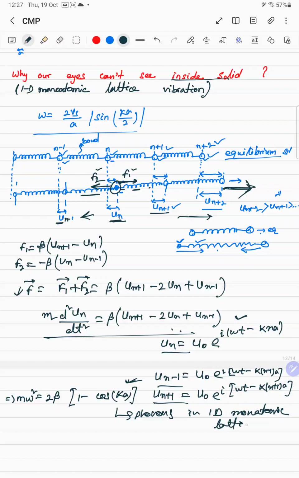This is a very important relation. So m omega square equals twice beta into 1 minus cos ka. This is the dispersion relation for phonons in a 1D monoatomic lattice.